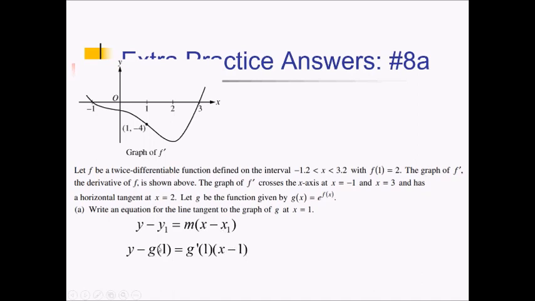Let's talk about g of 1. So g of 1 is just going to be e to the f of 1. Well, what is f of 1? They told us up here, f of 1 is 2. So this is really e squared.